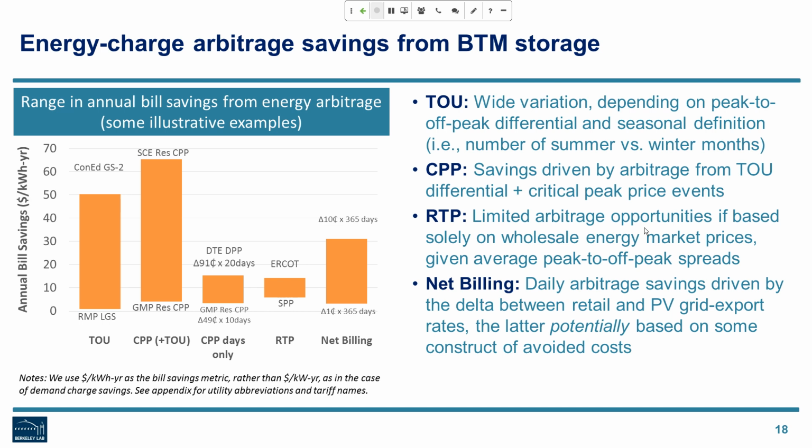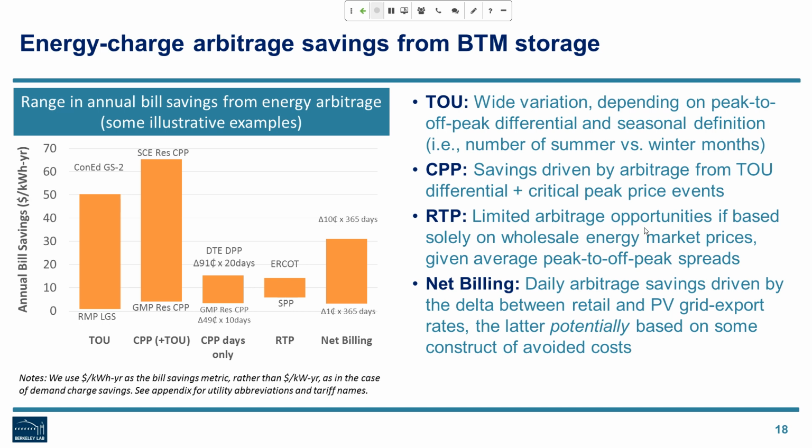For net billing, where one would charge a storage system instead of exporting the PV generation to the grid at a lower price, the daily arbitrage savings are driven by the difference between the retail and the PV grid export rates. The latter can potentially be based on some construct of avoided costs.